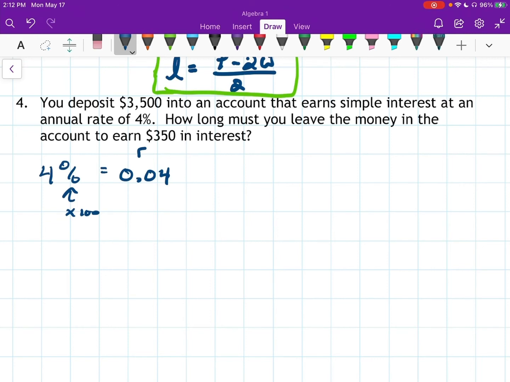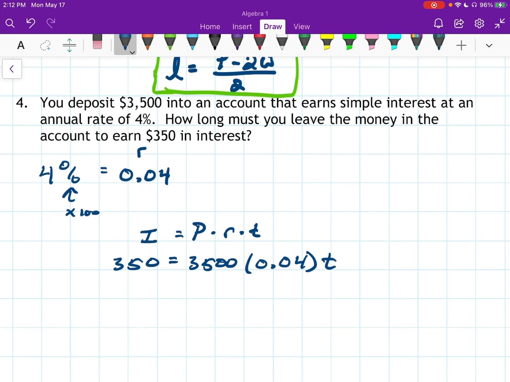The formula that we're going to use here is our interest, that's I, equals our principal, that's the amount that we put into it, times the rate times time. So our interest, we're wanting our interest to be $350. Our principal, the amount that we put in initially, is $3,500. Our rate is 0.04, and our time is what we're trying to figure out. Now, if this was a test, if this is a quiz, if this was homework, I'd make sure that I gave you this formula there, all right? I'm not expecting you to necessarily know that right away, right?